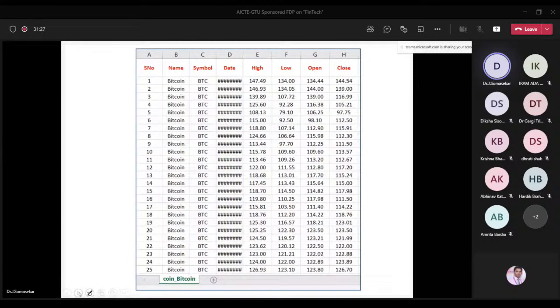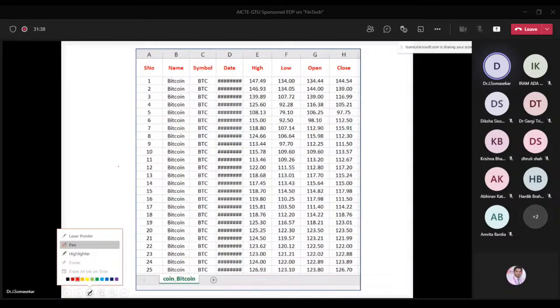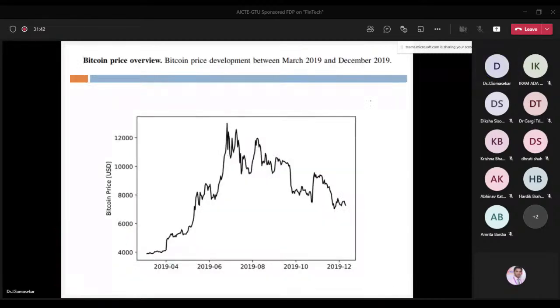What are this high, low, open, close, and what we are going to do with machine learning models or algorithms, all those things we'll discuss in detail in the subsequent slides, so that we can understand how we are going to do price prediction by using machine learning models. Our aim is to make a machine learning model, and by using that, predict the Bitcoin price.